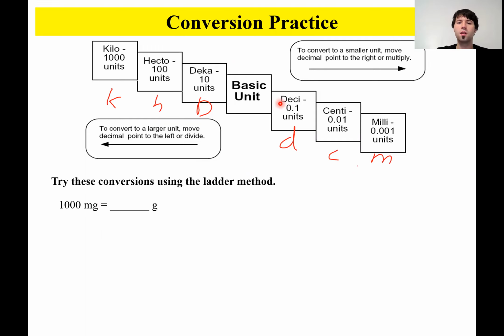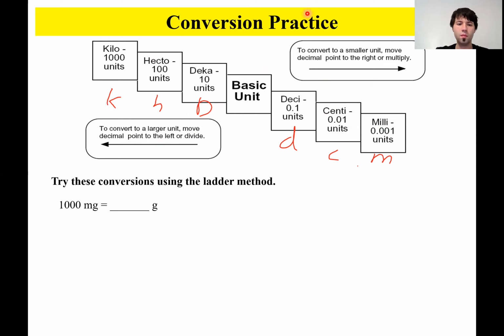Okay, so if we look at this with the instructions here, it says to convert to a smaller unit, move the decimal point to the right or multiply. To convert to a larger unit, move the decimal point to the left or divide. So we're going from milligrams, which is a small unit, as we go down the stairs we're going to smaller units, so smaller units to a larger unit. So we can either move the decimal to the left or divide.